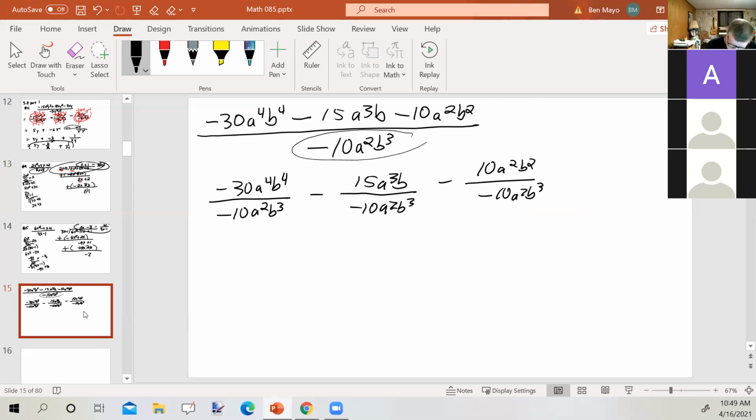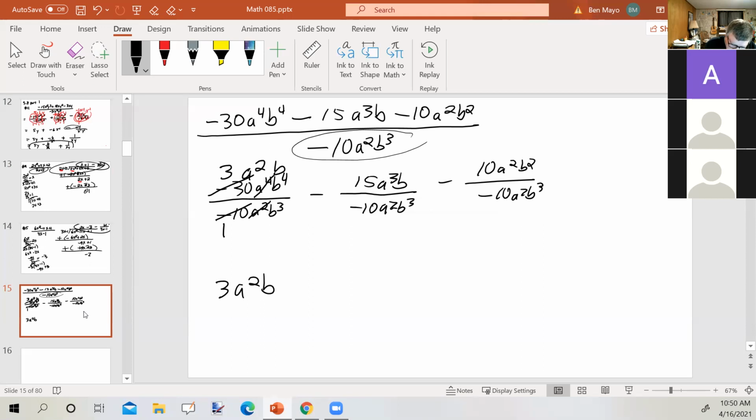So back to this one. -30 divided by -10 reduces down to +3 over +1. A to the fourth power divided by a to the second power would be a to the 4 minus 2 power, which is a squared. B to the fourth power divided by b to the third power is b to the 4 minus 3, or b to the 1 power, or just b. So we've got 3a squared b over 1, which could be written 3a squared b.